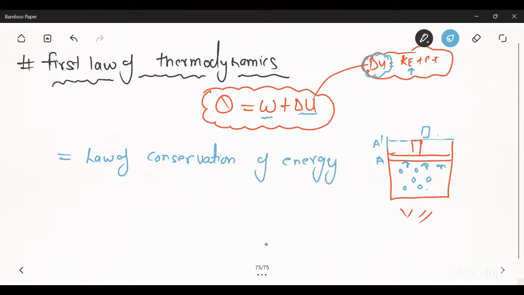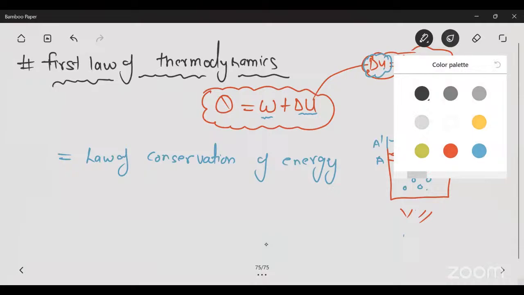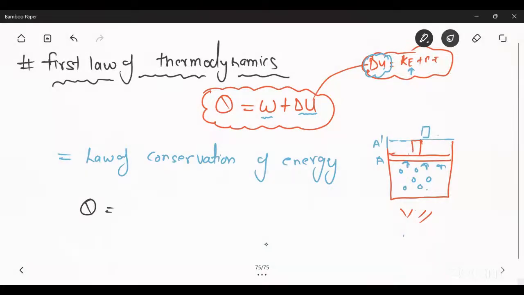Okay. So remember one more thing here, that Q is always a function of Cp and Cv. We have read in the previous slide that Q is equal to nCp delta T, or Q can be written as nCv delta T.